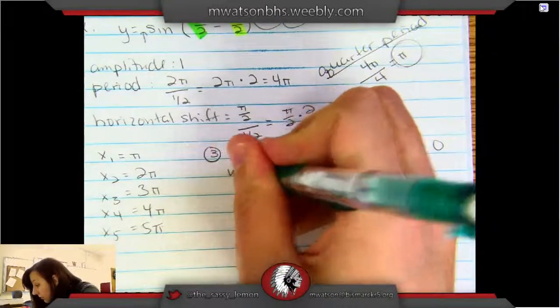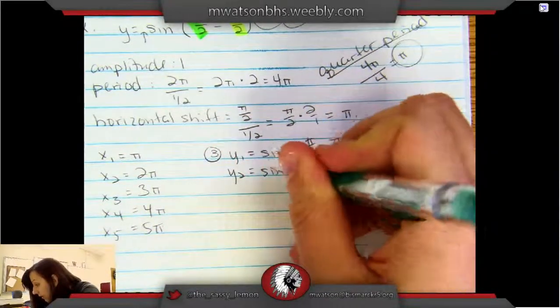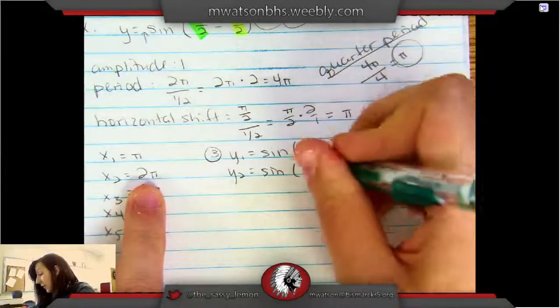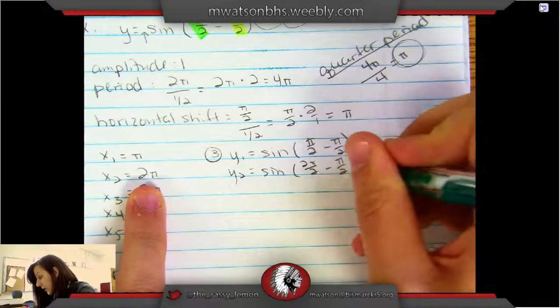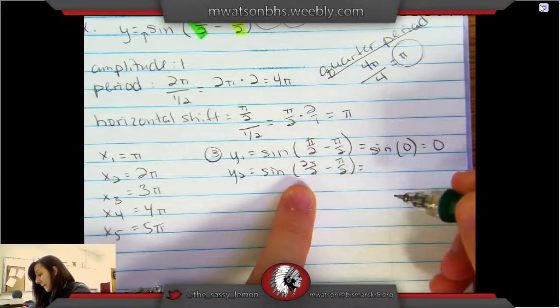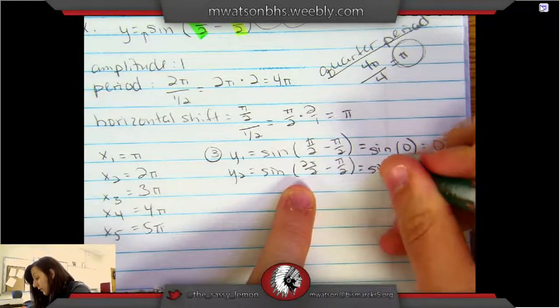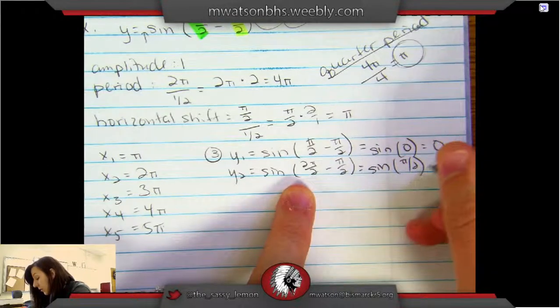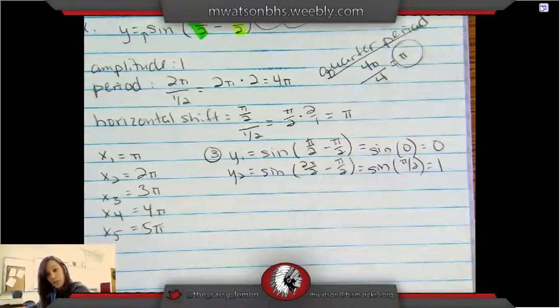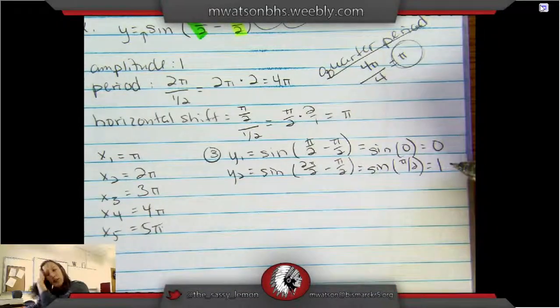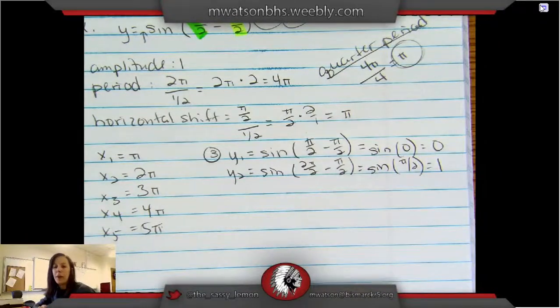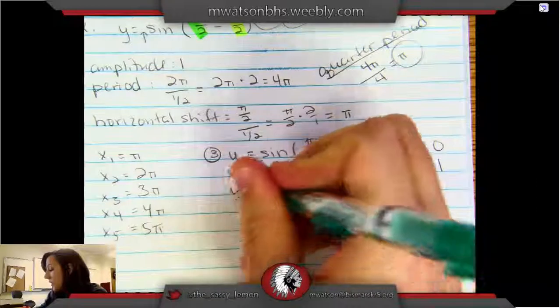Y sub 2. We're going to do sine of, plug in 2 pi. So 2 pi divided by 2 minus pi over 2. That's sine of pi over 2, which equals 1. If that is sticky for you, then you need to go back and look at where we learned about doing it by hand, or just memorize your parent function. And you know that sine of pi over 2 equals 1. Now we just keep on going.